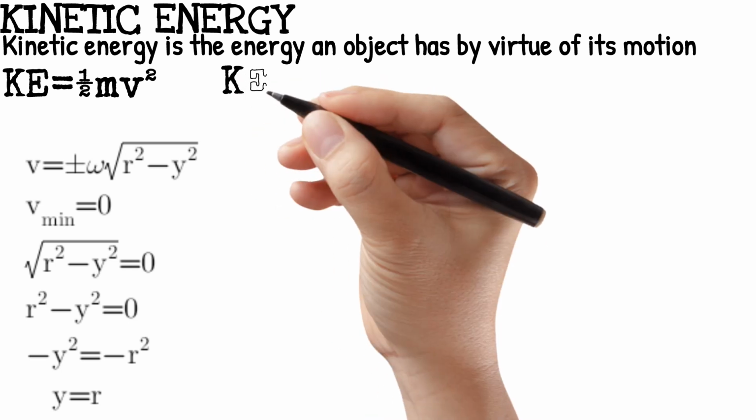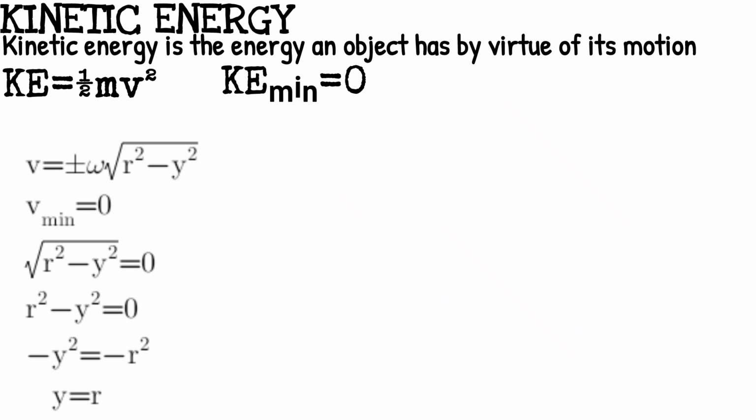And that minimum kinetic energy will also be 0, because kinetic energy is half mv squared. And since v is 0, the whole thing becomes 0. So the minimum kinetic energy is 0 at the extreme position. Do you understand? Okay. Now, where do we have maximum velocity?